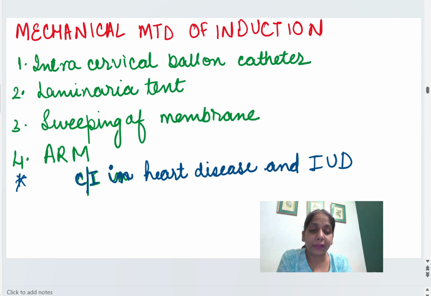What are the mechanical methods of induction? Though they are not used these days, you have to just remember the names. The number one name is very important: intracervical balloon catheter. The other methods are laminaria tent, sweeping of membranes, and ARM. Here I would like to tell you that ARM is contraindicated in heart diseases and IUD.